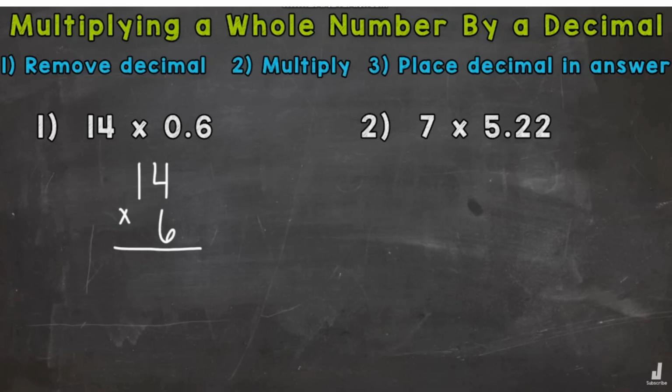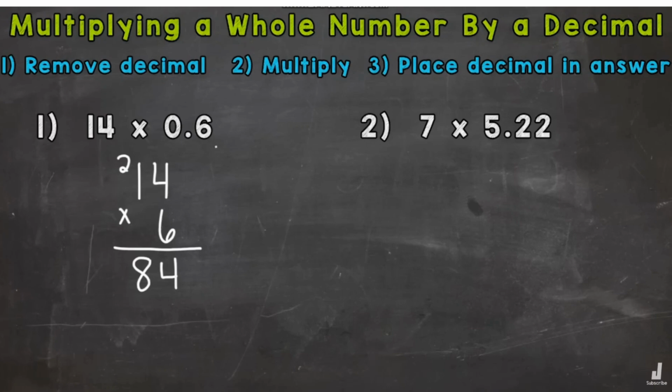Number 2, we multiply or solve just like we would any other multiplication problem involving whole numbers. So 6 times 4 is 24. 6 times 1 is 6, plus that 2 is 8. So we get an answer of 84, but we're not quite done yet. Step 3, we need to place the decimal in our answer. And we do that by looking at the original problem and seeing how many digits are to the right or are behind a decimal, however you like thinking about it.